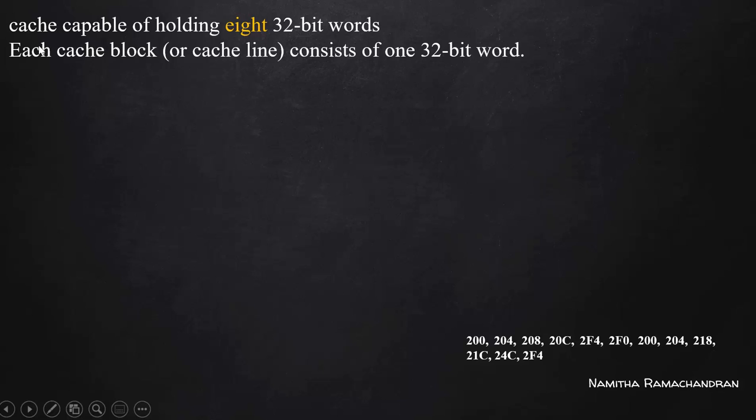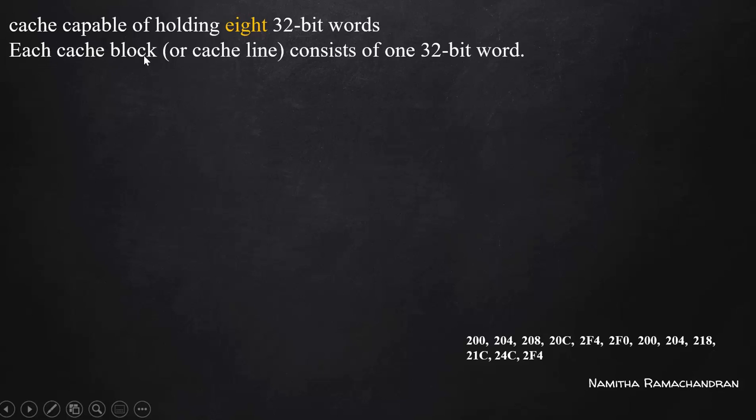Okay, so given some more information, the cache is capable of holding 8 32-bit words. How many words? The capacity of the cache memory is here 8. 8 words it can hold. And the size of the word is 32 bits. 32-bit word means one word contains how many bytes? 4 bytes. Such 8 words are present in our given small cache memory.